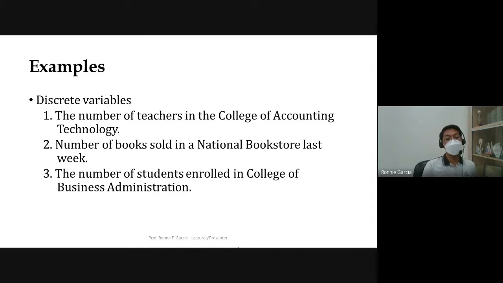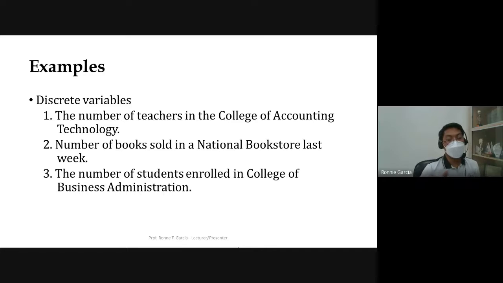The number of books sold in the National Bookstore last week, di man pwede nga pila ka libro ang nahalin, 10.5 kay gikawat tong katunga sa customer, dili pwede. So you have to give the exact counting. So this is an example of discrete variable. The number of students enrolled is also an example of discrete variables.